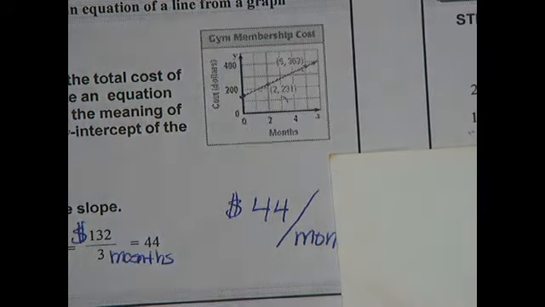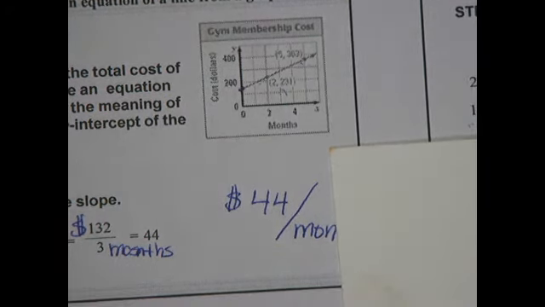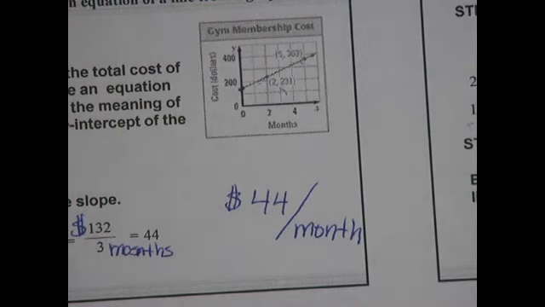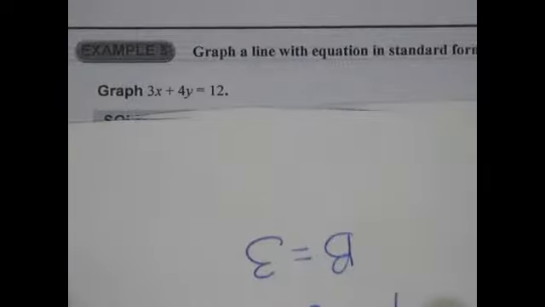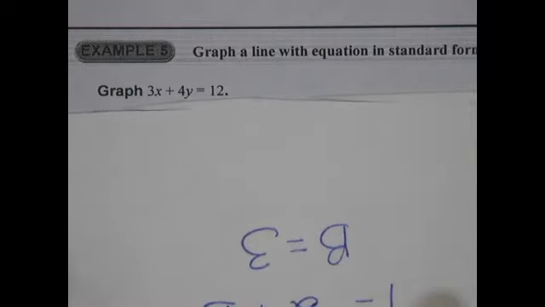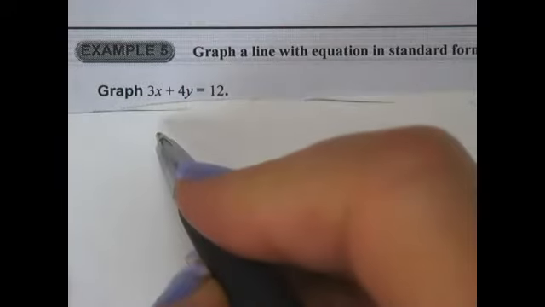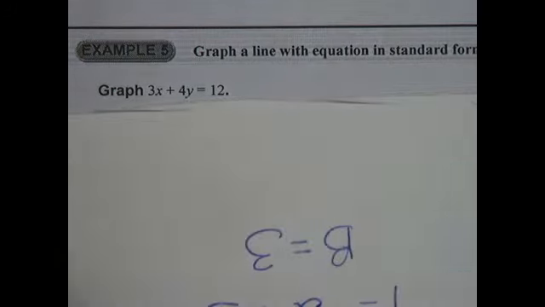But now we have to go back and define, what does the y-intercept of 143 mean? Well, it hits right here at 143 when months is 0. So that's your original startup cost. That's to even become a member, you have to pay a flat fee of $143 before you even begin using the gym. Alright.